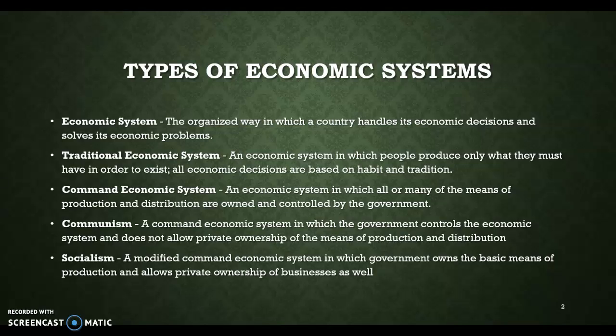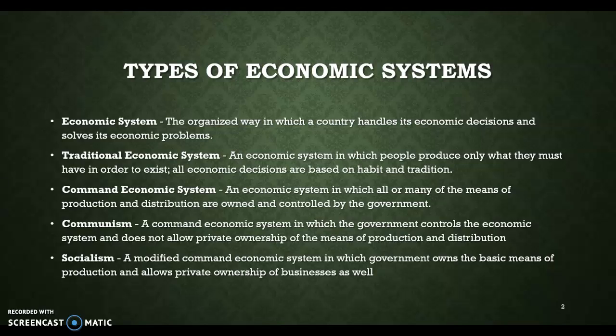A command economic system, this is one in which all or many of the means of production are distributed and owned by and controlled by the government. So that means that the government has say on what's produced, who's producing it, the whole nine. We really don't have much say in it. Communism is one that you guys will probably hear in your history classes when you're thinking about present day Russia, which was previous to Soviet Union, or the USSR. So communism was very prominent there. So this is which the government controls the economic system. It does not allow private ownership or the means of production and distribution. So that means no mom and pop stores. The government has their hands on everything.